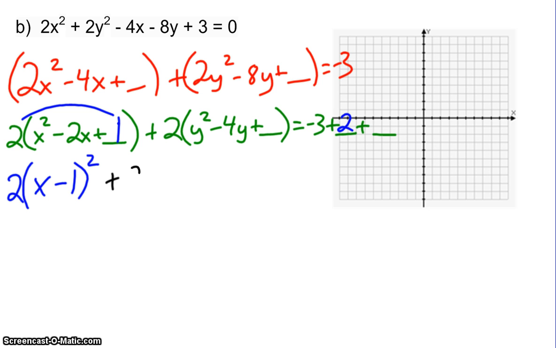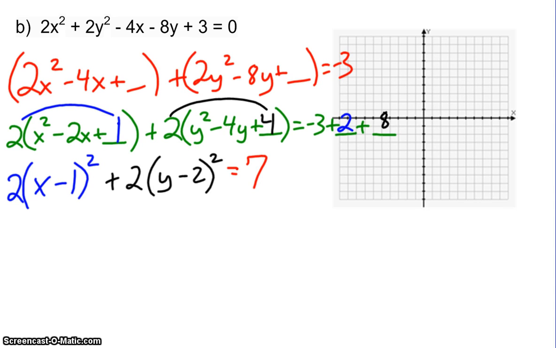And then the same thing with the y's here. Half of -4 is -2, squared is 4, but I didn't really add a 4 because I added an 8 to both sides. And now when I simplify, I can find that the right side equals 7.